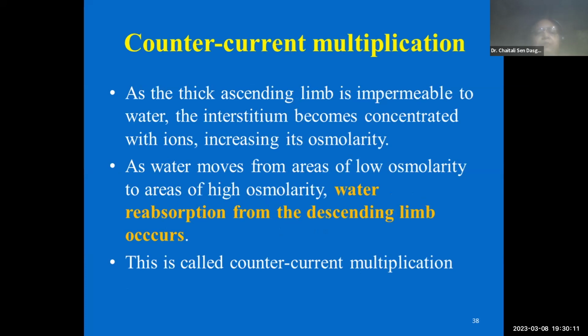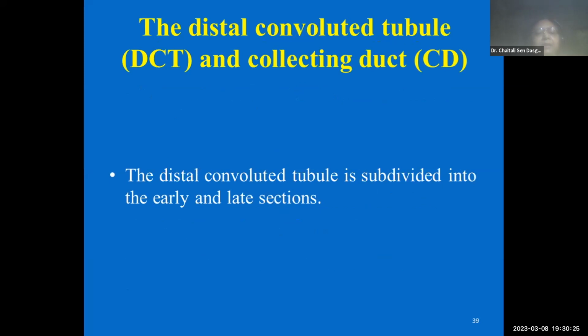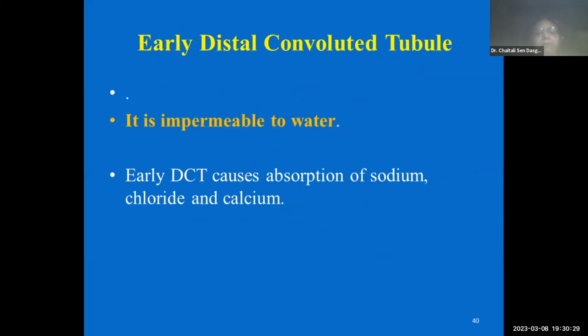As water moves from the area of low osmolarity to the area of high osmolarity, water reabsorption occurs from the descending limb because the ascending limb is impermeable to water. This is called countercurrent multiplication. The distal convoluted tubule is subdivided into the early and late sections. The early distal convoluted tubule is impermeable to water, and it causes reabsorption of sodium, chloride, and calcium.